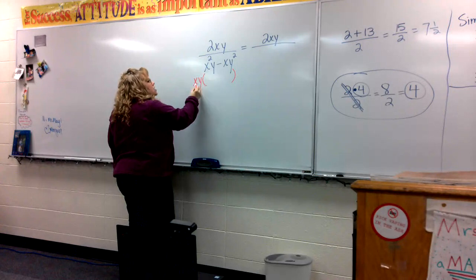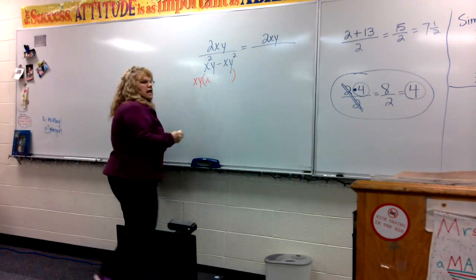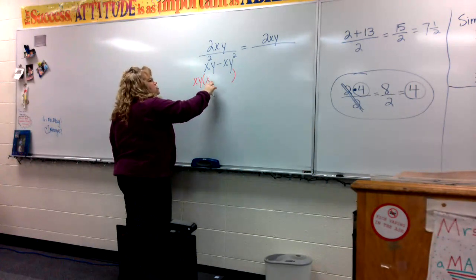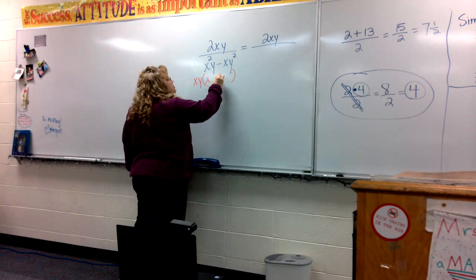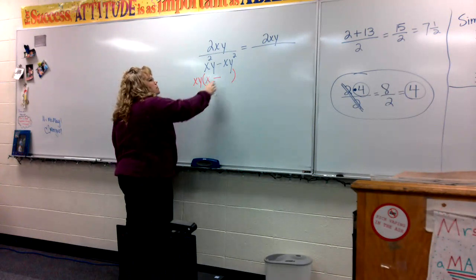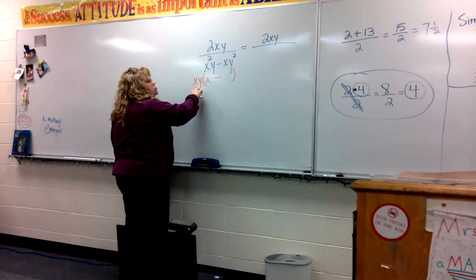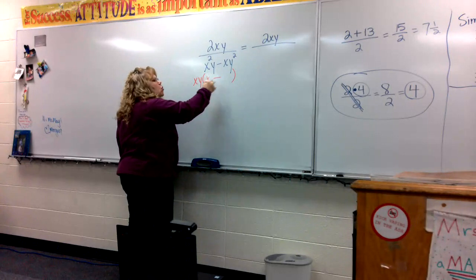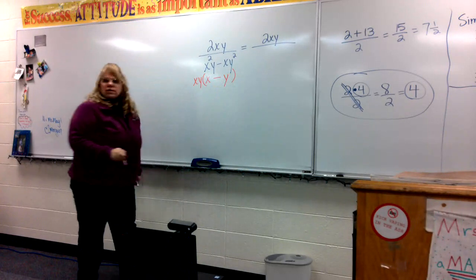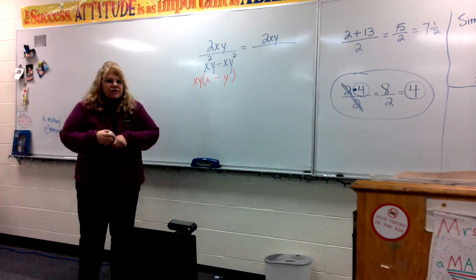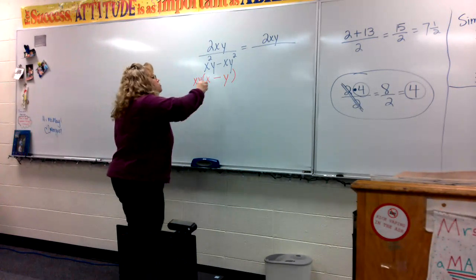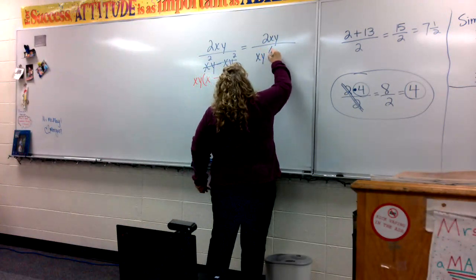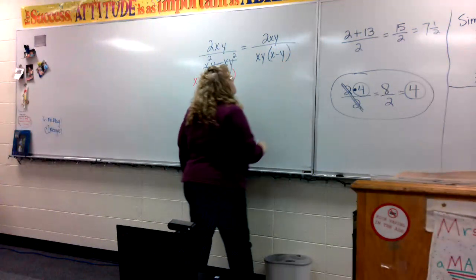I had two X's, I took one out, one left, yes? One Y, took it out, so I don't have any Y's left. What else? I had an X, I took it out, so there's none left. I have two Y's, Y squared. I took one out, so one left. Yes? So this bottom thing factors into xy times x minus y.